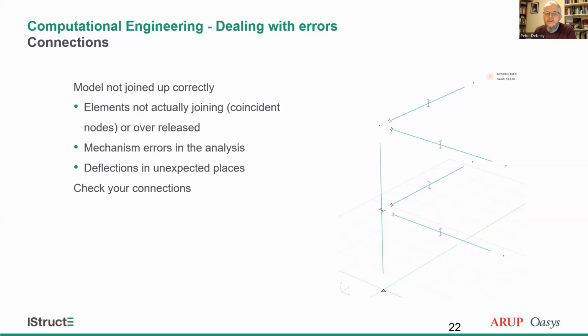Or you might over-release something. So, for example, you might release all the bending moments and all the shear forces on the end of the beam, meaning something that actually is disconnected. You might get errors from the analysis engine saying there's a mechanism in there. You might get deflections in unusual places. Look at how everything is connected together.